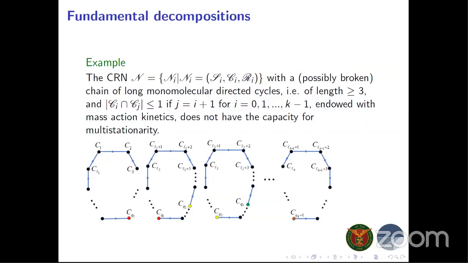Now, we have this as an example for illustrating how we can use the Feinberg decomposition theorem and the results for the fundamental decomposition for analyzing the multistationality for a particular system. For a CRN with possibly broken chain of long monomolecular directed cycles of length greater than or equal to 3, this was the figure a while ago, then, endowed with mass action kinetics, this network does not have the capacity for multistationality.